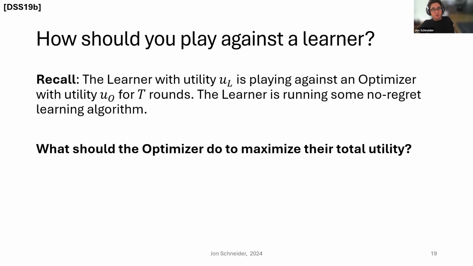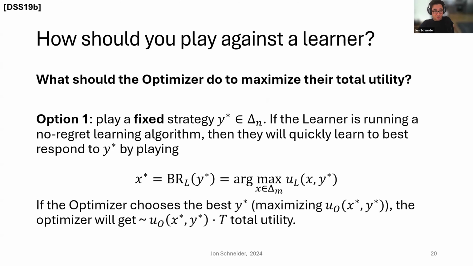Okay. So there are two classes of things the optimizer can do. The first option is to say, all right, I'm not sure exactly what this learner is going to do, but I'm going to look for a good fixed strategy. So they find a good fixed strategy for themselves, some distribution over their n pure actions. And if the learner is running a no-regret learning algorithm, then the learner is going to quickly learn to best respond to this action by playing something which maximizes their utility.